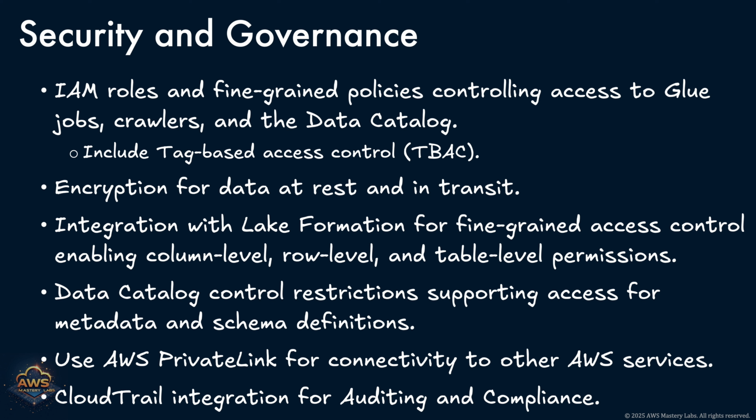When it comes to metadata, you can apply strict access policies directly to the AWS Glue Data Catalog, ensuring only authorized users can view or modify schemas and metadata definitions, safeguarding the structure of your data assets. For network-level security, AWS Glue supports AWS PrivateLink, allowing private connectivity to services like S3, Redshift, or RDS without ever leaving the AWS network, reducing exposure to the public internet. And finally, all activity within Glue can be audited using AWS CloudTrail. Every API call and event is logged, enabling full traceability for compliance reviews, anomaly detection, and forensic investigations.